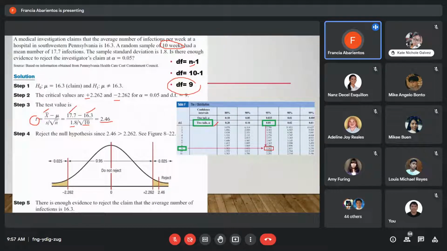So in rejecting, as you can see, you have now the critical values, negative 2.262 and positive 2.262. Okay. So nag-fall yung test value natin, so that is now reject the null hypothesis. Nag-fall siya sa rejection region, automatically reject. So, when we are rejecting the H0, there is enough evidence to reject the claim that the average number of infection is 16. Okay? Ayan.